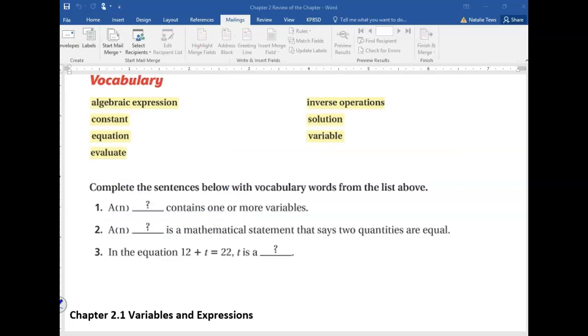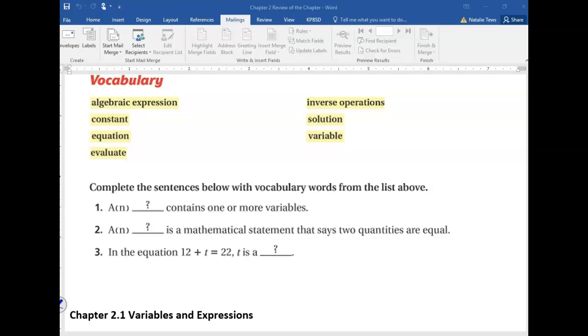Okay, this is our chapter 2 review. I had some questions about 1, 2, and 3, so let's read and see which one would go with these. These are directly out of your notes. If you weren't sure, you could look up these words in the back of your book. Okay? So, a blank contains one or more variables.